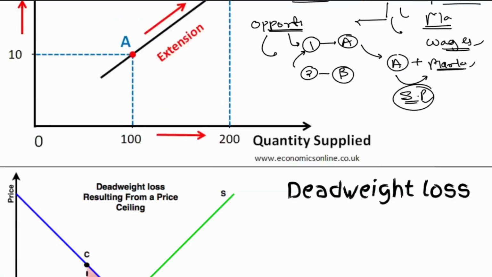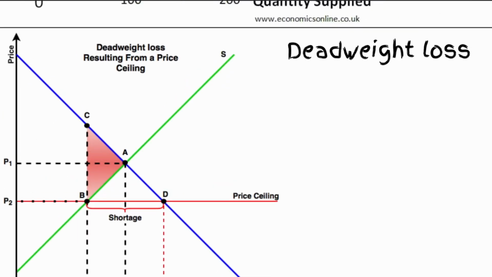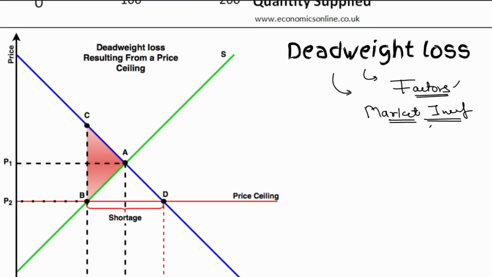So let's come here to the deadweight loss. Let me change the pen color again. Deadweight loss can be created by multiple factors. There can be subsidies, there can be monopoly, there can be anything that can create a deadweight loss. So deadweight loss is a result of market inefficiency. There are two cases I told you: either the supply exceeds the demand or the demand exceeds the supply.